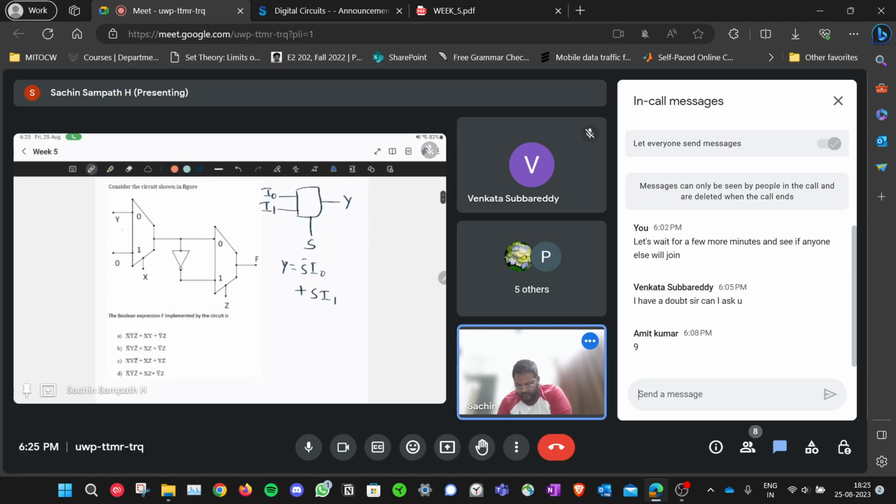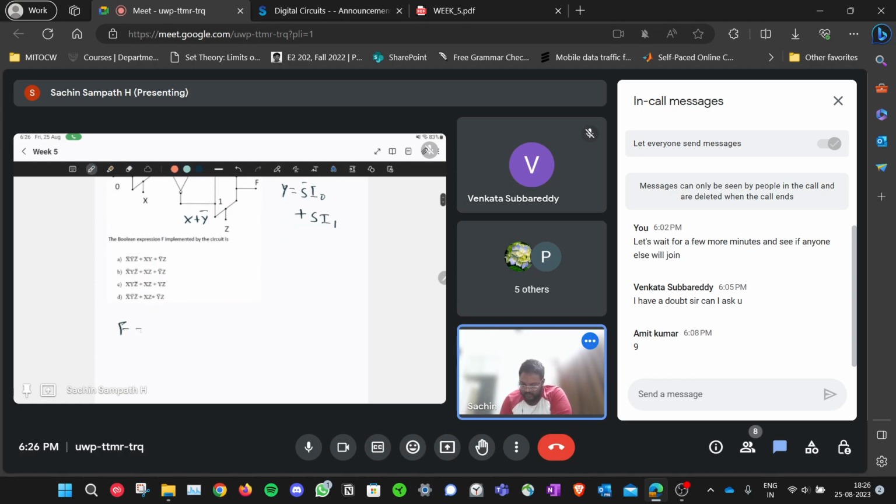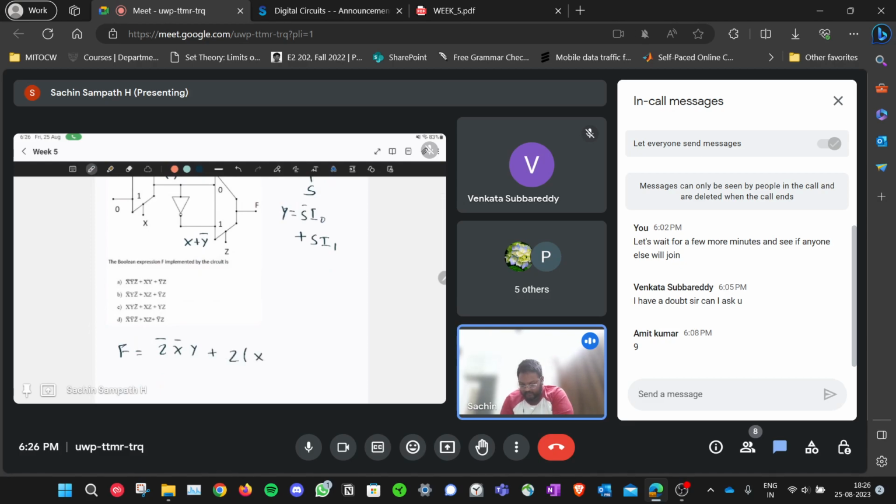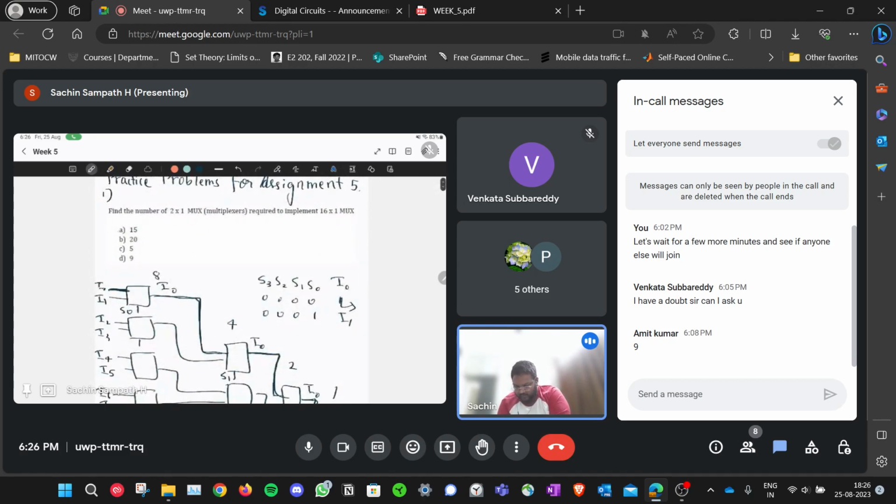And as you can see here, I0 is Y for the first multiplexer, and I1 is 0. So what you get here is X bar Y plus X into 0, which is nothing but 0. So you get X bar Y, and then that is inverted. So we'll get X plus Y bar here as the input. Now you can think of this as I0 and I1 for the second multiplexer, and you will get F equal to Z bar X bar Y plus Z into X plus Y bar, which is Z bar X bar Y plus ZX plus ZY bar, which is option B. Here the answer is option A.